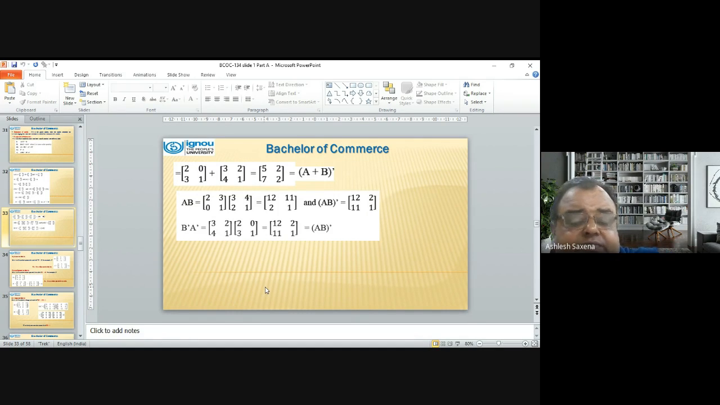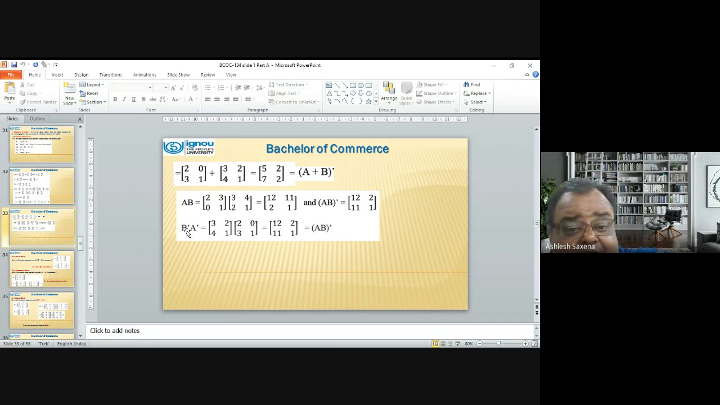the third one. The last one we have to multiply is AB. A is 2301 multiplied by B, 3421. We get 12, 11, 2, and 1. (AB) transpose means this 12, 11 will come over here, and this 2, 1 over here.